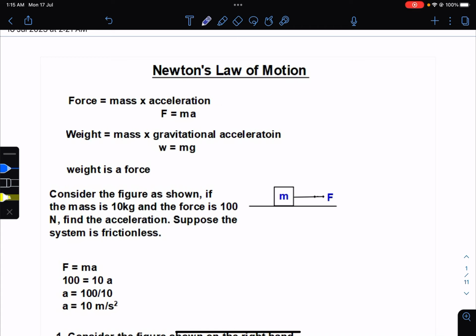Another type of force is the weight, which is related to mass and the gravitational acceleration. So W stands for weight equals mg, where m stands for mass and g stands for the acceleration due to gravity. So weight is a kind of force.